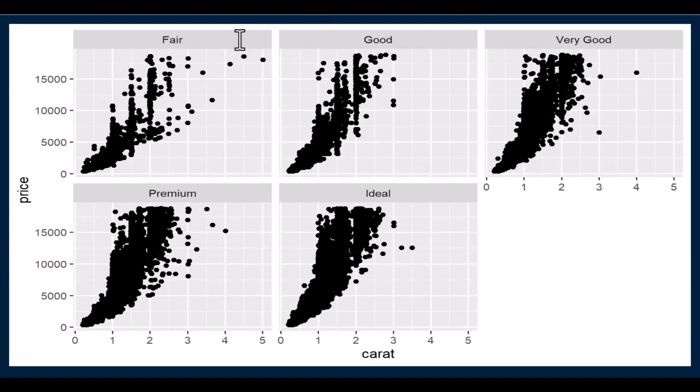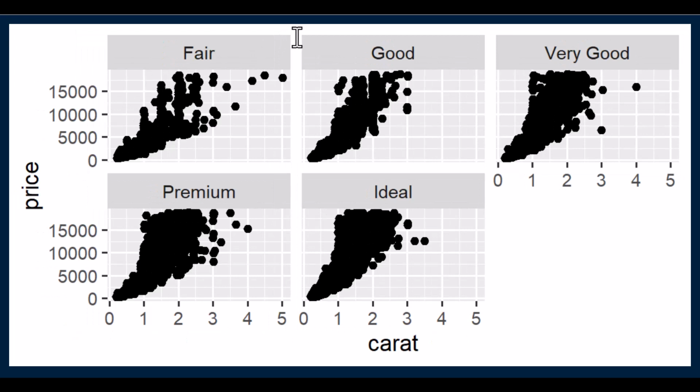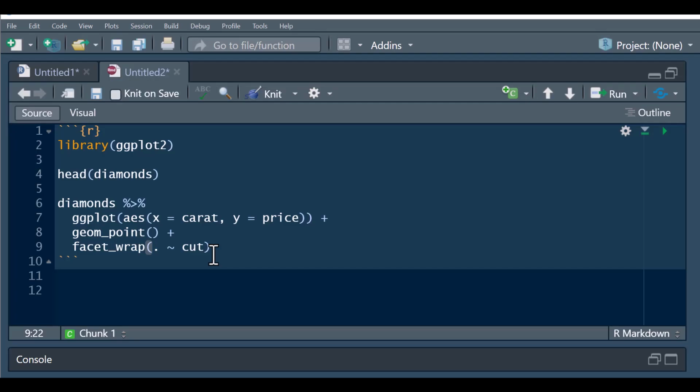So an important difference between the facet grid and the facet wrap is that in the facet grid, the function is actually going to split your data on the same row. But in the facet wrap function, it's actually going to move it to another row. As you can see, it has already moved 2 cuts to another row. So that's all about the facet functions in ggplot2 and how you can use them.